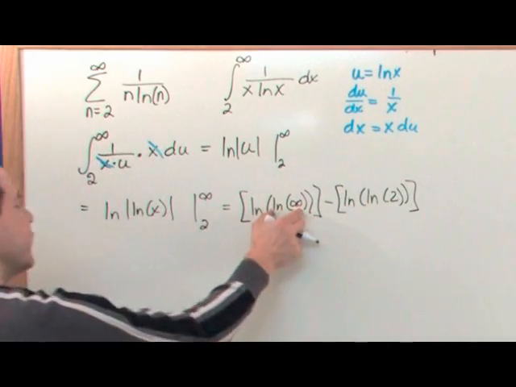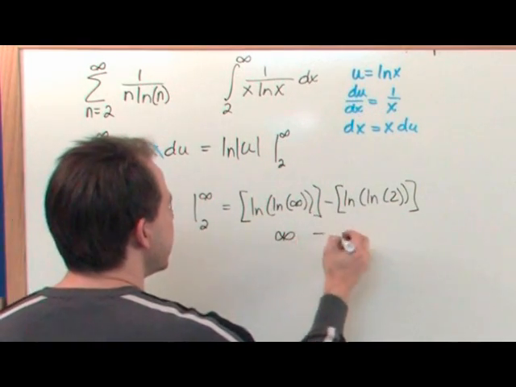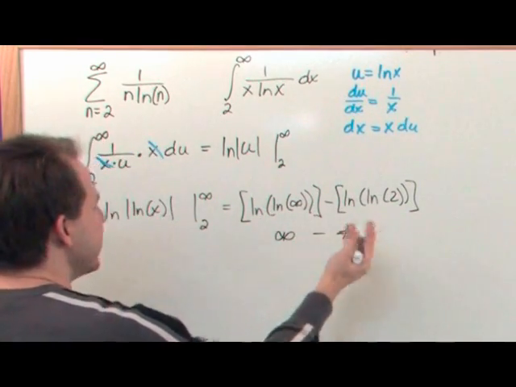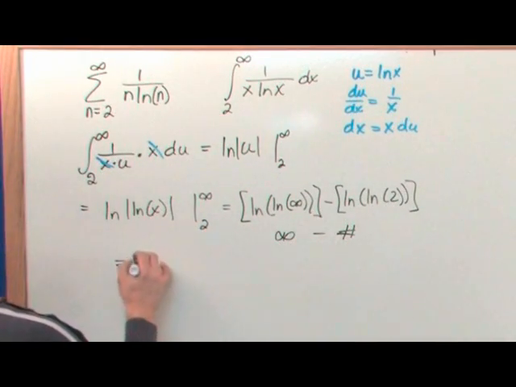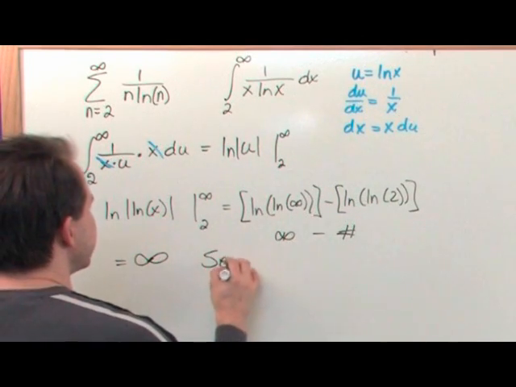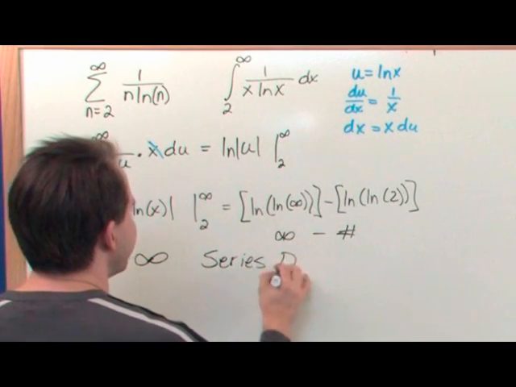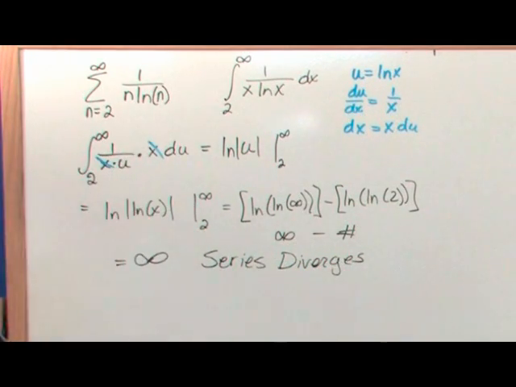So here, natural log of infinity is infinity, and then if you take the natural log of this infinity, you're still going to get infinity. So you're going to have infinity minus a number. Whatever this number is, it doesn't matter. You have an infinite quantity minus a finite number, so the answer is infinity. So because the integral diverges, the series also diverges.